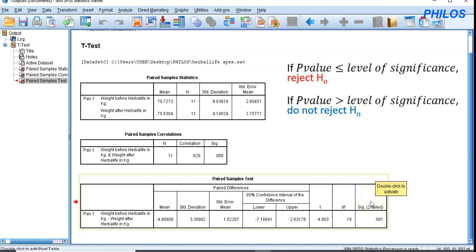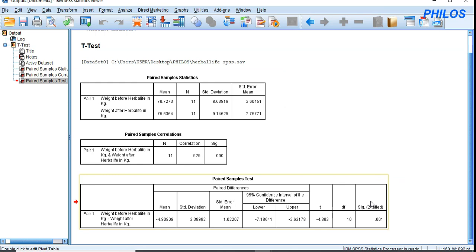Now let's look at this. Remember, the level of confidence we gave was 95%. And if you have a level of confidence of 95%, it means that your level of significance is 5%. That is 100 minus 95. So we know our level of significance to be 5%. Let's convert it to decimals. 5% means 5 divided by 100, and that is 0.05. So let's look at our p-value. Now from this table, our p-value is the one they've written SIG two-tailed on, which is 0.001. So this is the p-value.